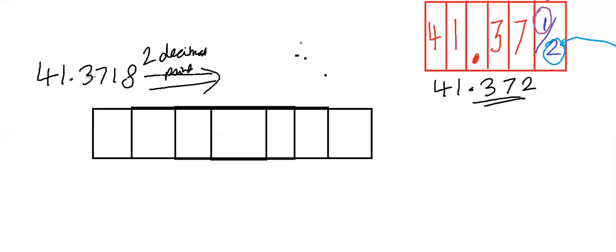Fine. 1, 2, 3, 4, 5, 6, 7. Okay, it is there. So now I am going to write here.